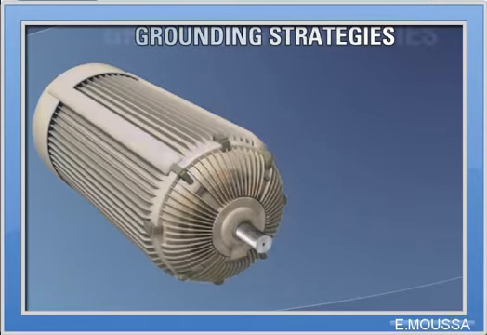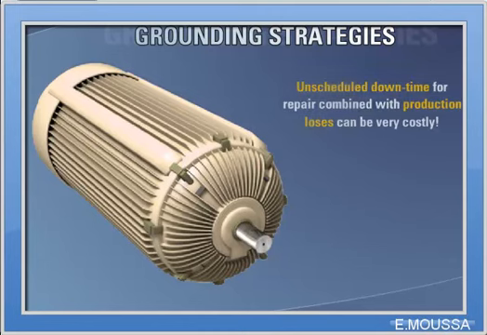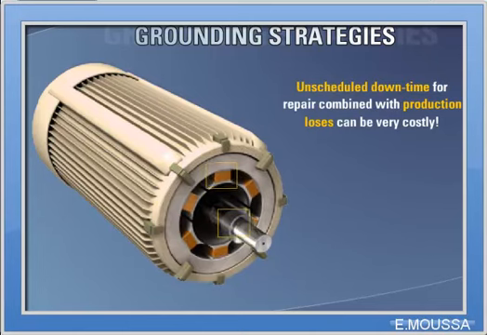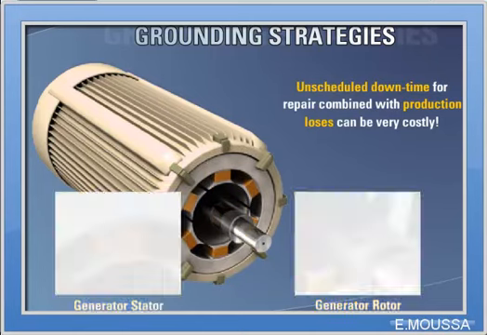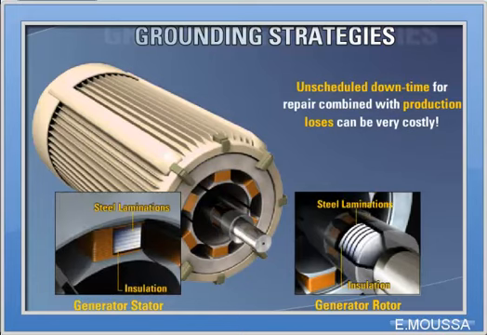Grounding strategies are a very important part of ensuring proper generator protection. Generators alone are very expensive. When coupled with the cost of unscheduled downtime for a repair, total losses in production can be very high. The most costly and time-consuming repair is metal damage. That is, damage to the steel laminations forming the stator and rotor of a generator.